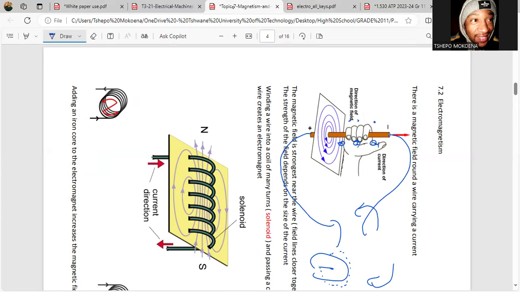So remember, I said if the current is moving like this, the fingers are going in at this section, and they're going to come out at the top. For this to make sense, hold the pen with your left hand somewhere here, and then approach this pen with your fingers, with your right hand.